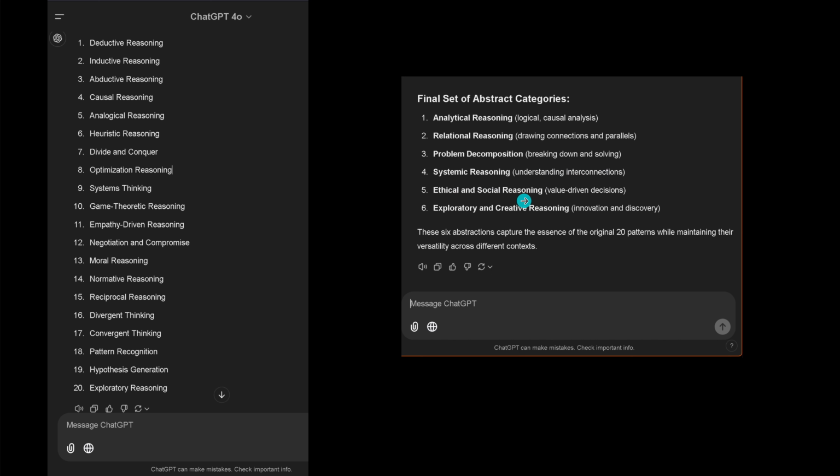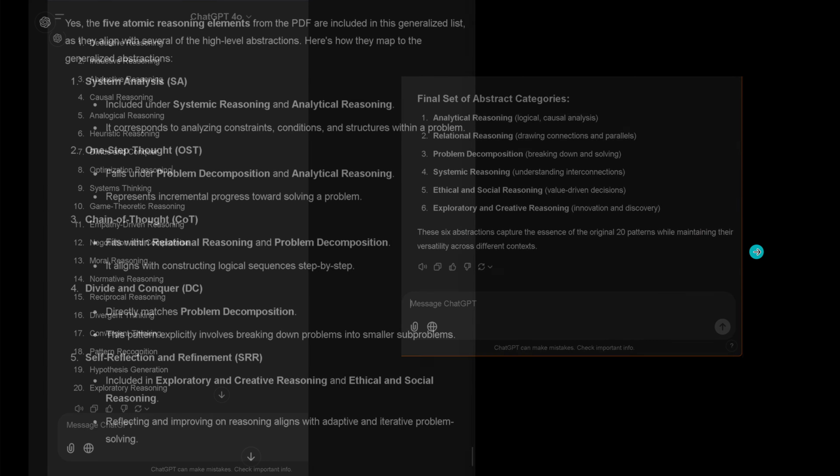Then the ethical and social reasoning, this thing with what the humans do here, this value-driven decision depending on what you believe in. And then we have something like creative and exploratory reasoning, so whatever goes here into new discovery, innovation, this stuff here. And with these 6 abstraction ideas by ChatGPT, I was quite satisfied.